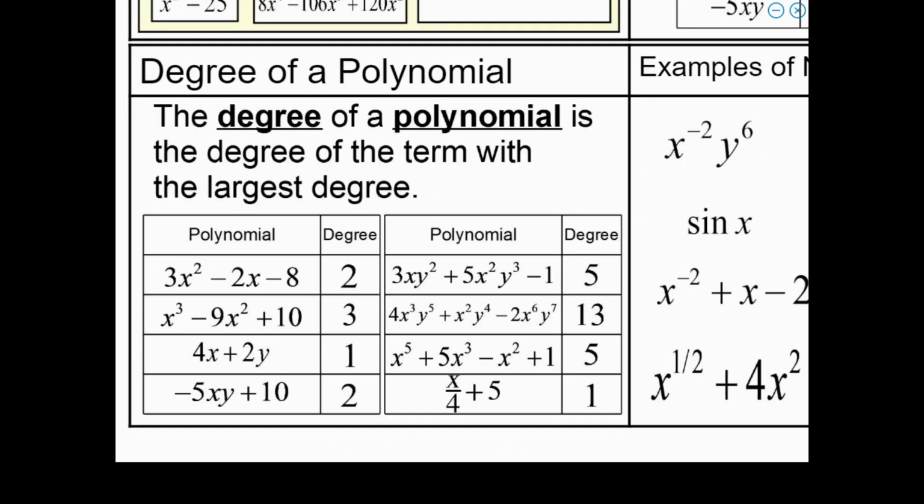So when you're talking about degrees of a polynomial, it's the same thing here. We only care about the highest exponent. From all of those terms, the highest exponent is 2. So the degree of this polynomial is 2. The degree of this polynomial is 3 because that's the highest power on all of those.